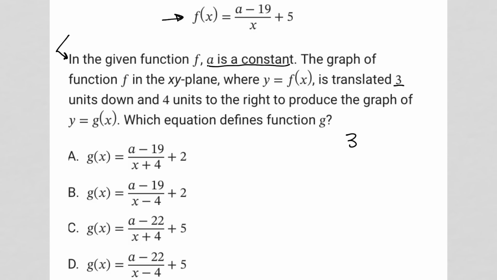So we're going 3 down and 4 units to the right, to produce the graph of y equals g of x. Which equation defines function g? So we know that g is the same as f, but with these transformations, basically. It'll be translated down 3 units and to the right 4 units.